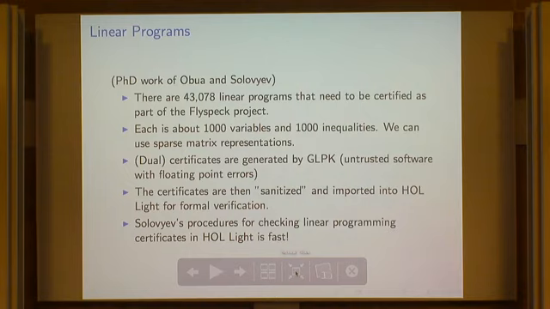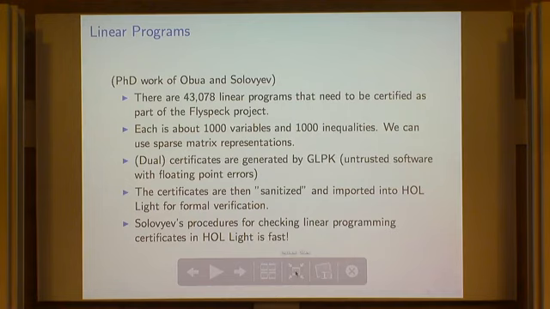Okay, the linear programming proof. This is the PhD work of Steven Obua, and Solovyev finished this off. There are 43,078 linear programs that need to be certified as part of the Flyspeck project. The rough size is very approximate, because there's quite a big variation in the size of the linear programs, but you should think of them roughly as involving about 1,000 variables and 1,000 inequalities each.